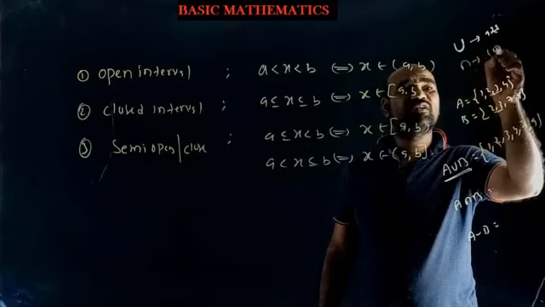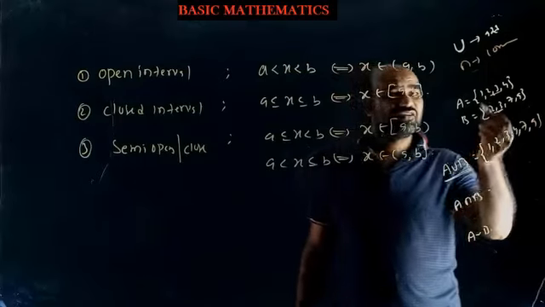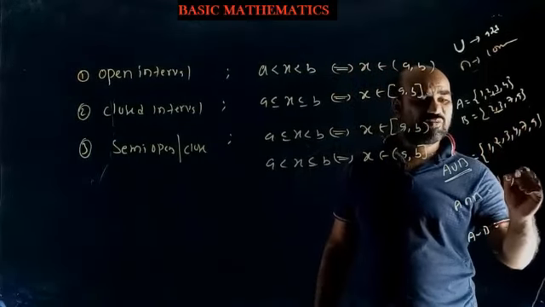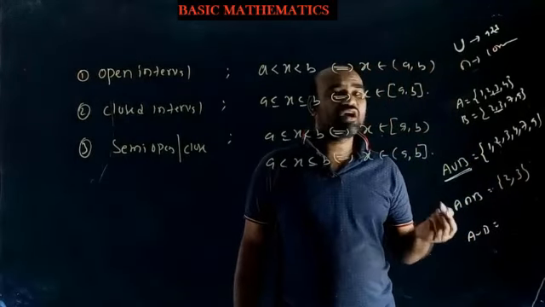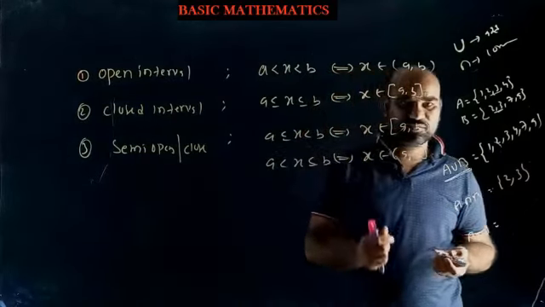Intersection means common elements. See, 1 is not common. 2 is common for both. 3 is common for both. Only 2, 3. A intersection B means 2, 3. A intersection B means the common elements which are in A and B.